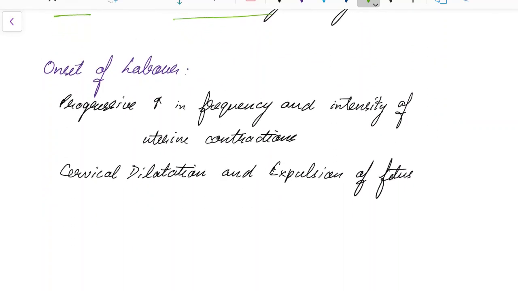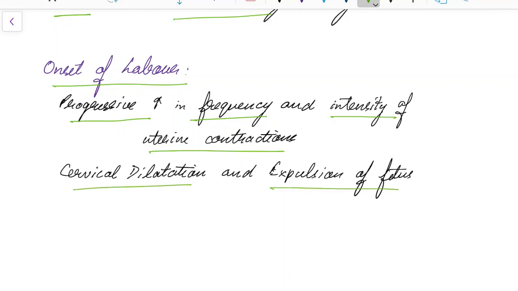After these changes in the uterus and cervix, there will be onset of labor. After the onset of labor, there will be progressive increase in frequency and intensity of the uterine contractions. There will be cervical dilatation and expulsion of fetus.